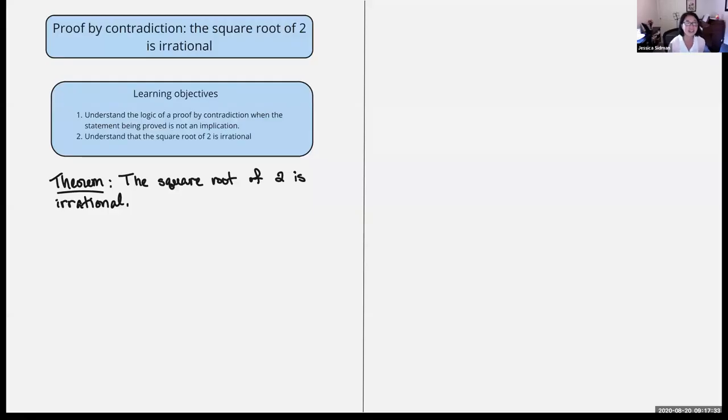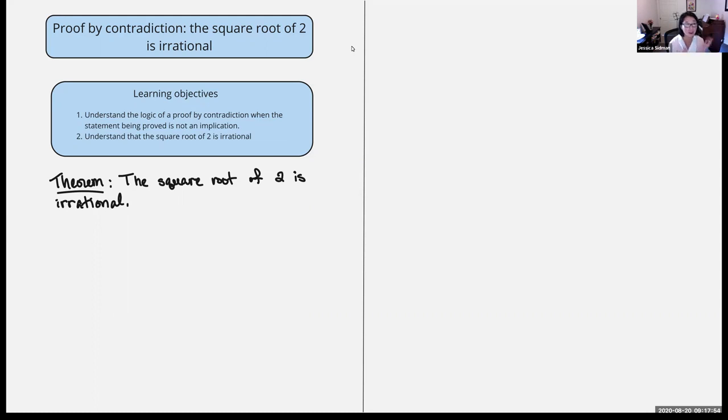Hello, in this video, I want to show you a proof by contradiction where we're not trying to prove an implication. Okay, so we're going to prove the very famous result that the square root of 2 is irrational. So this is just a statement. It's not an implication, but it's a statement we can prove.